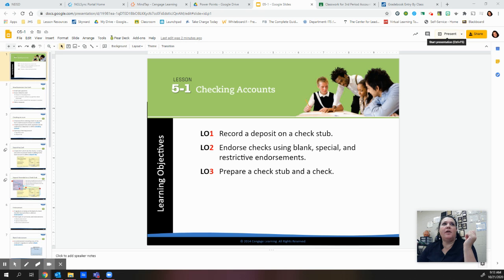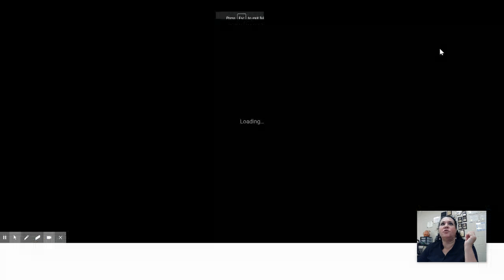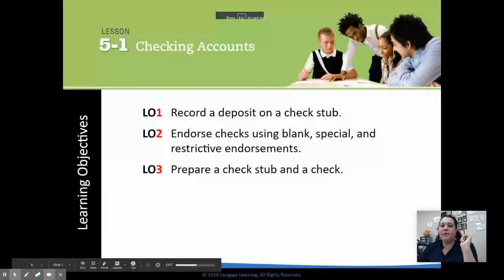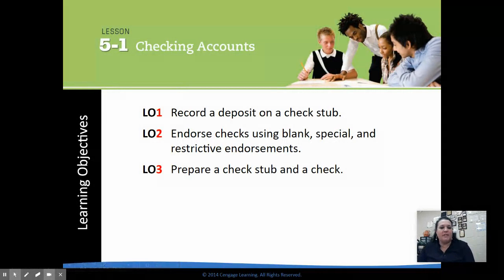Hi, good morning. Welcome to lesson 5-1 on checking accounts. This is part of our cash control chapter, and it's very important that you understand how to do this because this is a big thing. We don't really physically write checks anymore.